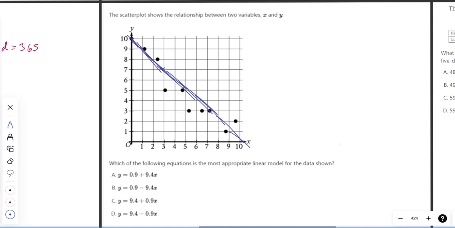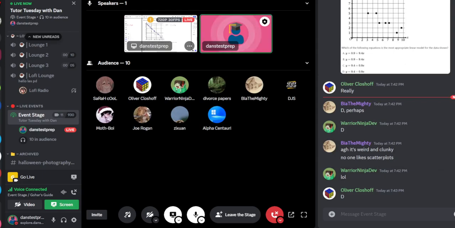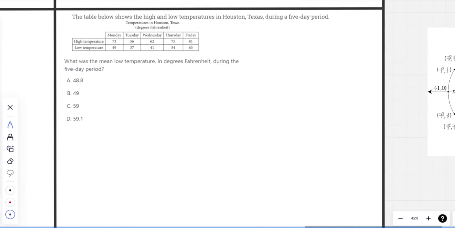So, it looks like it intercepts around 10, and it looks like the slope's about -1, right? Rise over run for this graph is -1. So I would say a valid equation for this could be like -x plus 10. The only thing I see that's close to that is 9.4 minus 0.9x. That's gonna be D. Scatter plots are weird, but just make them into a line of best fit that you kind of wrote, and then it's a lot simpler.